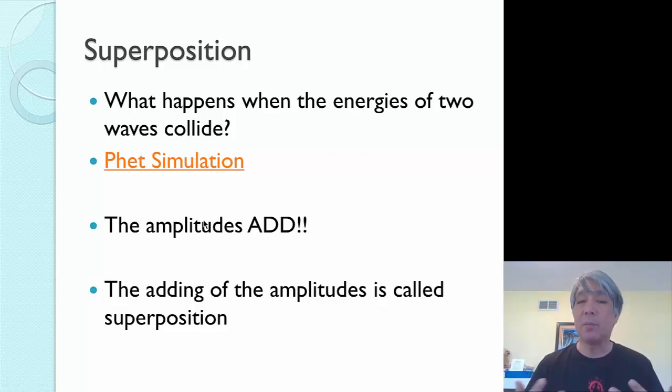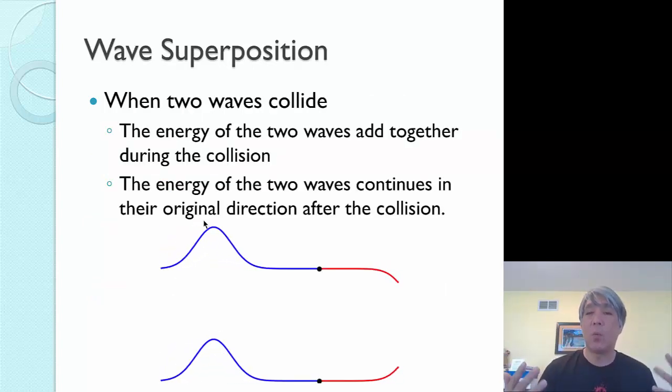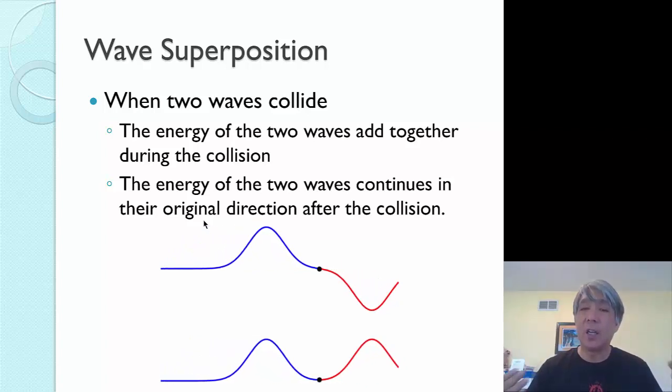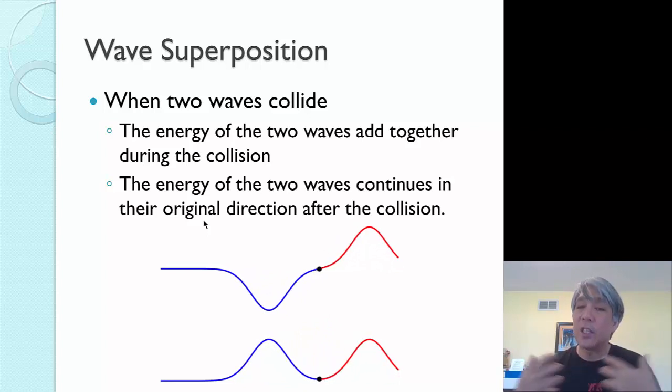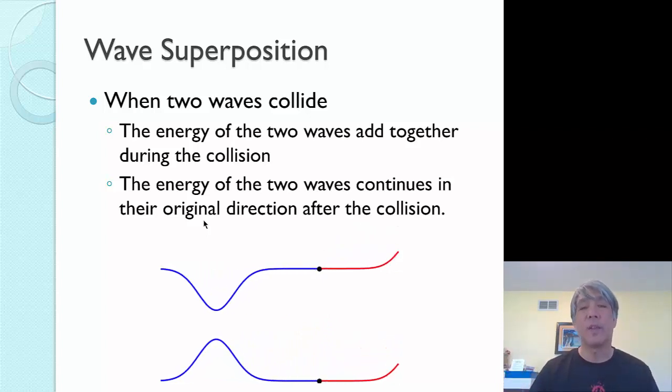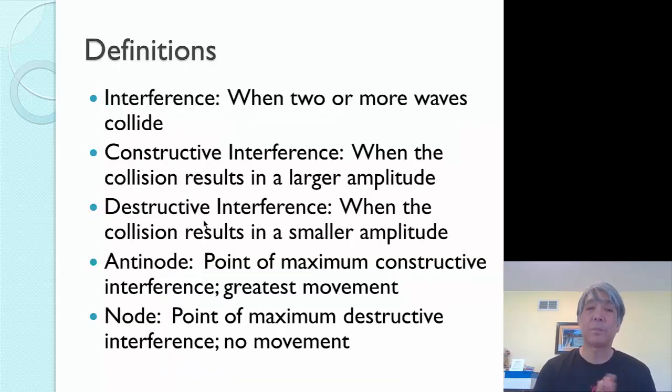This adding of the amplitudes is called superposition. Anytime two waves collide, the energy of the waves adds together and then continues on. They don't bounce off, they don't end. The energy just keeps going. There's no result of that collision after the waves pass through.